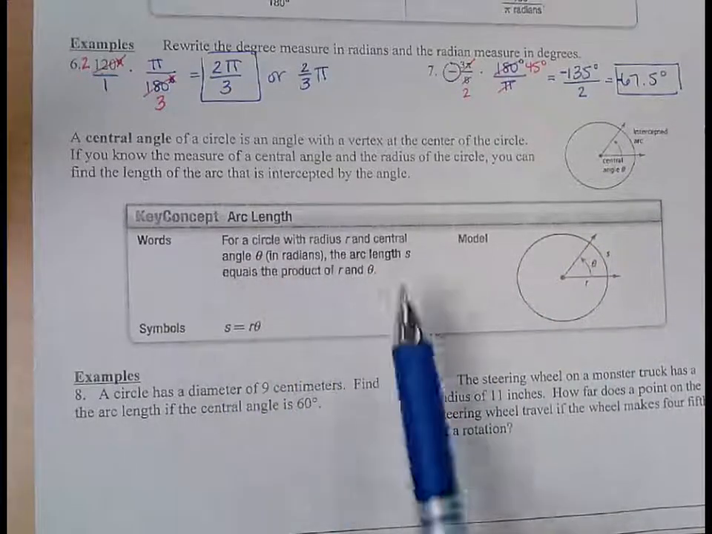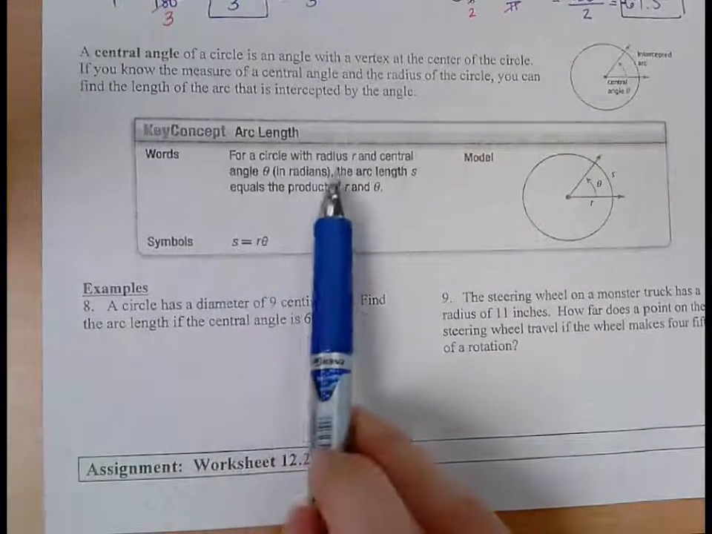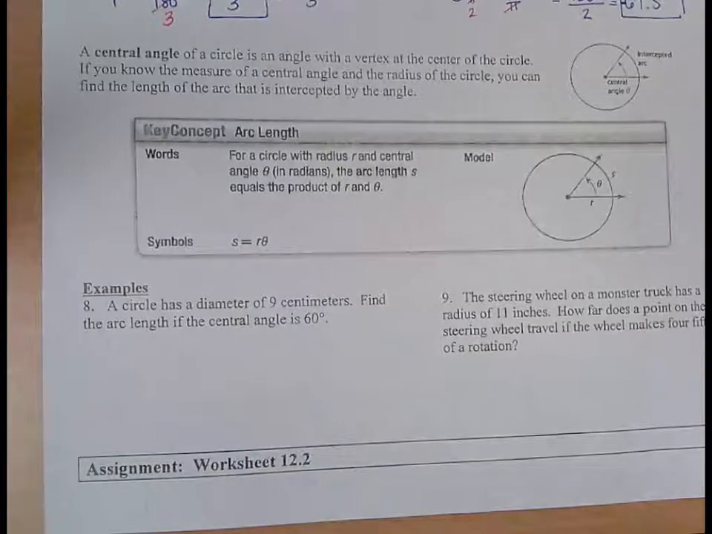So here's the definition for how to find that and the formula for how to find that. So for a circle with radius r and central angle theta in radians.